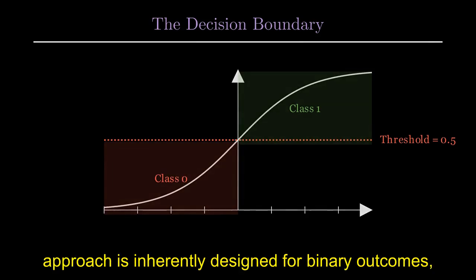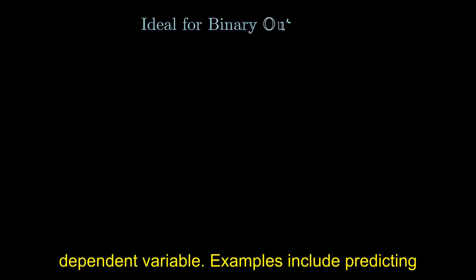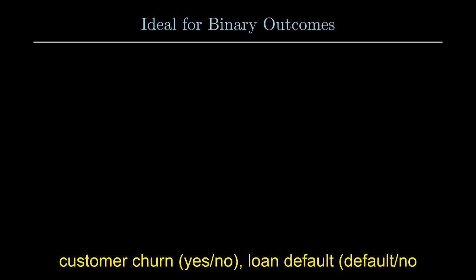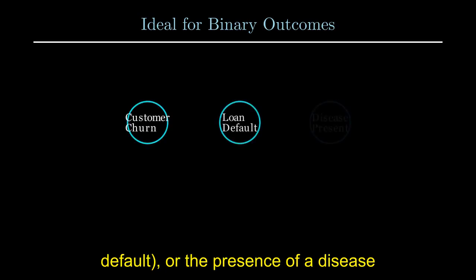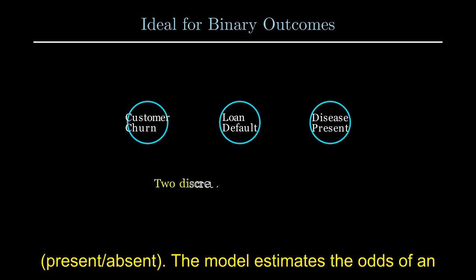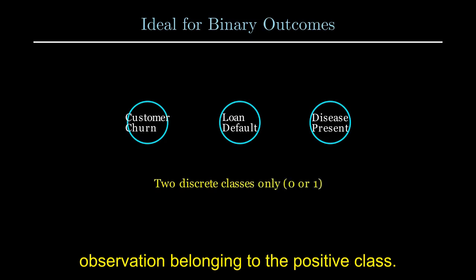This approach is inherently designed for binary outcomes, where there are only two possible classes for the dependent variable. Examples include predicting customer churn, yes/no, loan default, default/no default, or the presence of a disease, present/absent. The model estimates the odds of an observation belonging to the positive class.